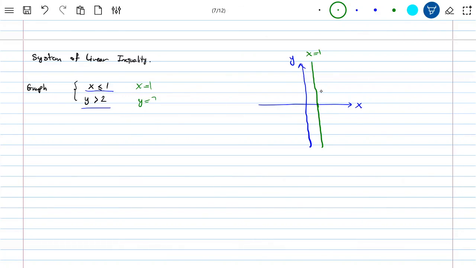Y equal to 2 is at 2, you would have a horizontal line. Change it to a different color. Alright. But since the inequality is strict, I'm going to use a dashed line. This is the line y equal to 2. Okay. What does x less than or equal to 1 mean? It means everything on the left side of 1, and y greater than 2 means everything above 2.